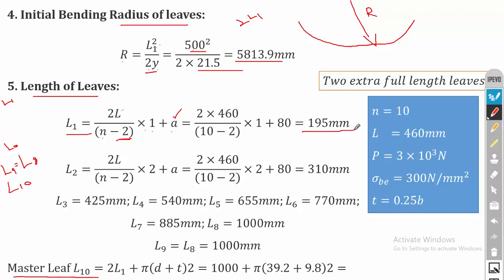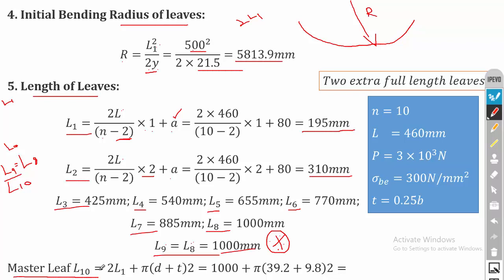You will get L1 is equal to 195 mm. Then L2 is 2L divided by n minus 2 into 2 plus A, so it is 310 mm. Similarly calculate L3, L4, L5, L6, L7 and L8. Don't calculate the value for L9 because L9 is equal to L8. This point is very, very important. Since you have 2 full length leaves, L9 and L8 will be the same length. So L9 is equal to L8 is equal to 1000 mm.